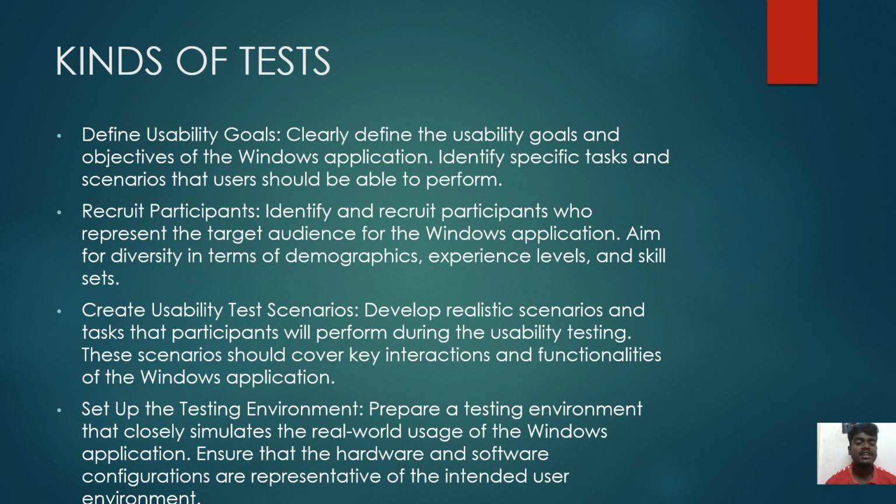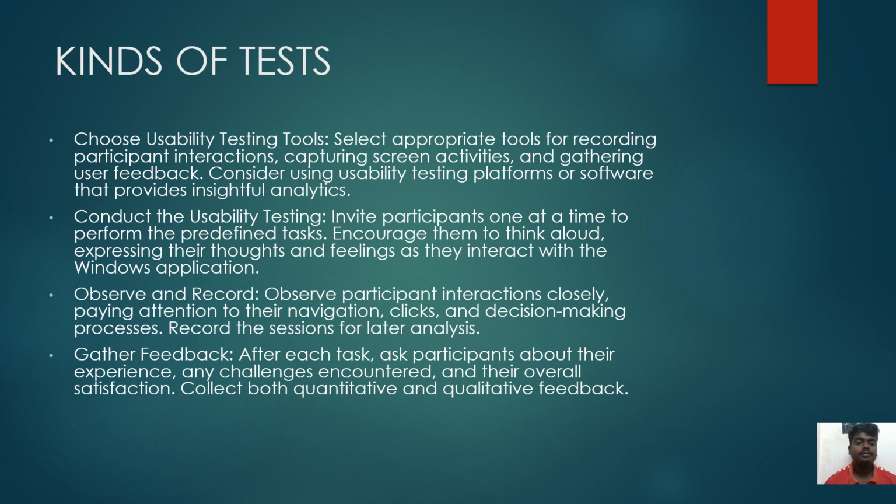Create usability testing scenarios. Develop realistic scenarios and tasks that participants will perform during the usability testing. Set up the testing environment. Prepare a testing environment that closely simulates the real-world usage of the Windows application. Choose usability testing tools. Select the appropriate tools for recording the participants' interaction. Conduct the usability testing. Invite the participants one at a time to perform the predefined tasks. Observe and record. Observe participants' interaction closely, paying attention to their navigation, clicks, and decision-making processes. Gather feedback. After each task, ask the participants about their experience, any challenges encountered, and the overall satisfaction.